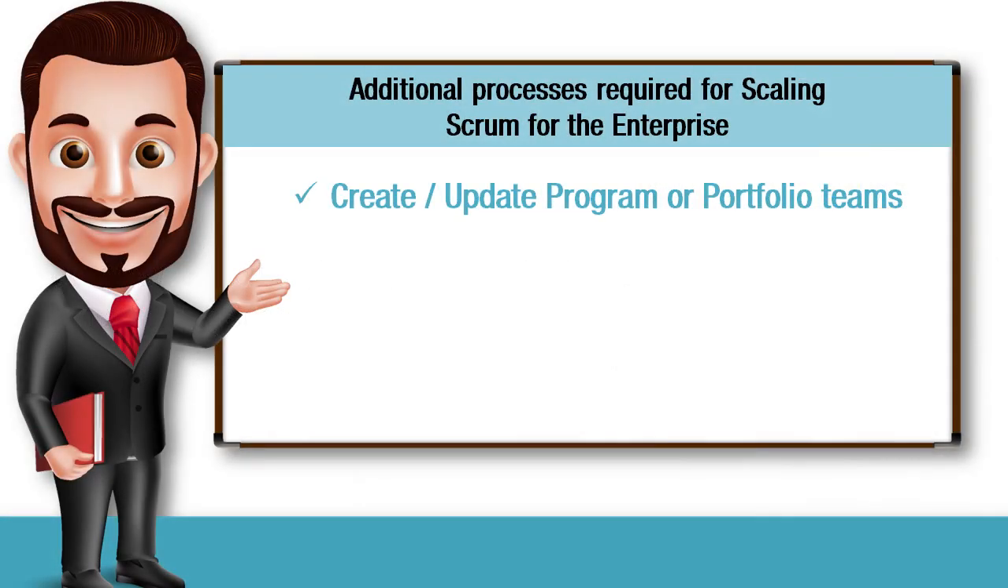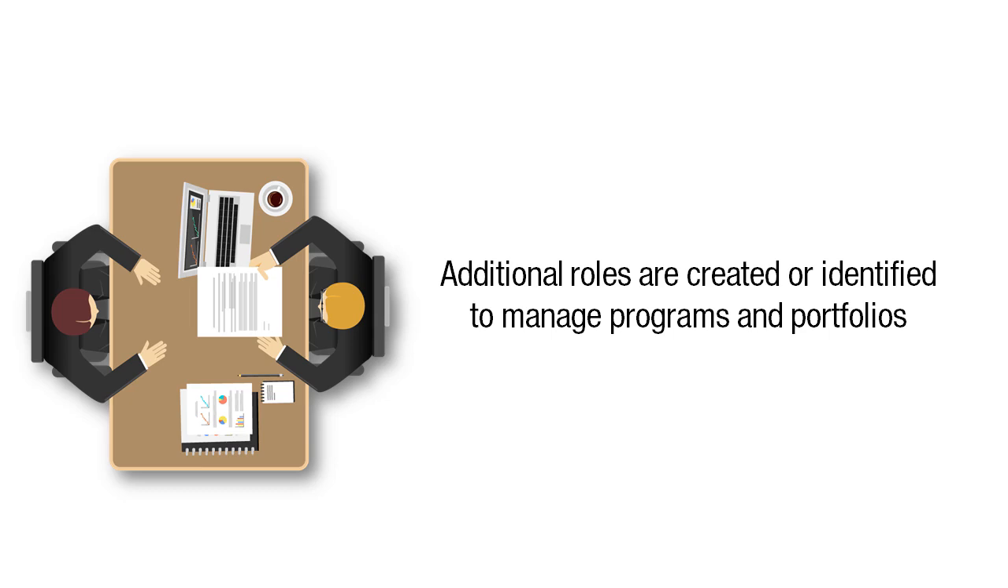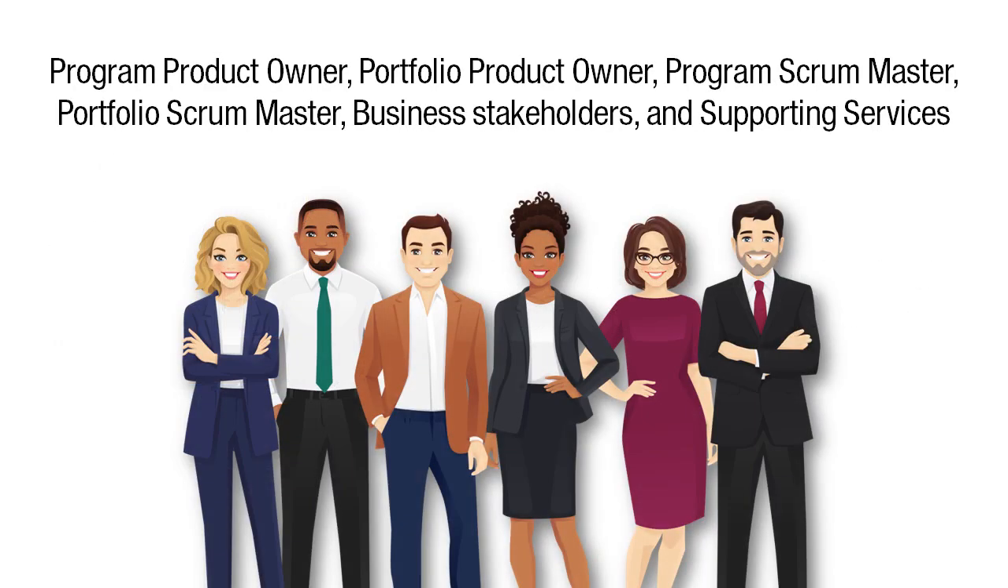Create or update program or portfolio teams. In this process, additional roles are created or identified to manage programs and portfolios. These roles include Program Product Owner, Portfolio Product Owner, Program Scrum Master, Portfolio Scrum Master, Business Stakeholders, and Supporting Services.